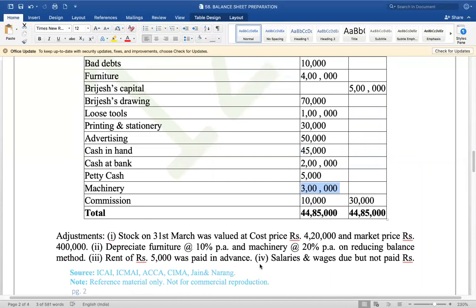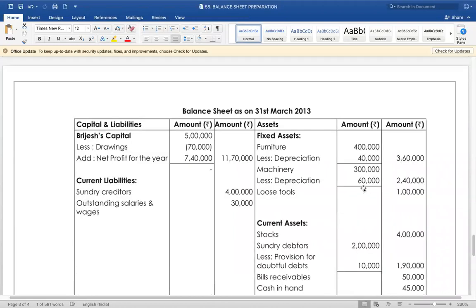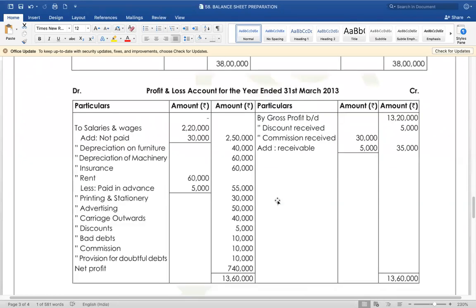Okay, and what's the adjustment? 20% to be provided as depreciation. 20% of 3 lakhs, 60,000. Take 3 lakhs in the balance sheet in the particulars column or in the inner column. Machinery 3 lakhs, less depreciation of 60,000. Okay, the net amount of machinery is 2 lakhs 40,000 in the amount column. Okay, next.